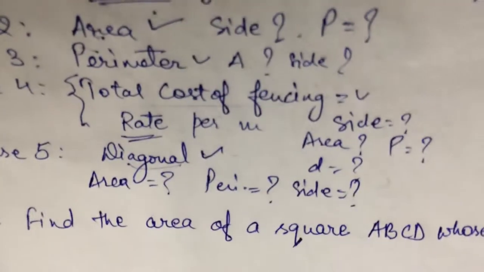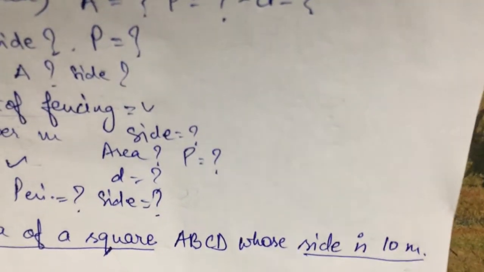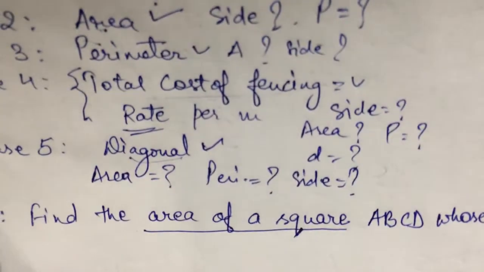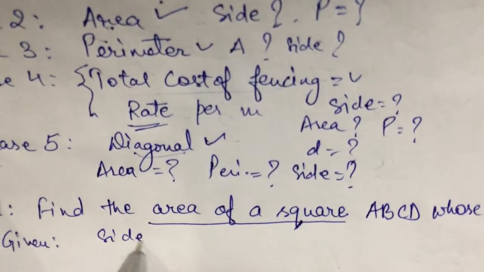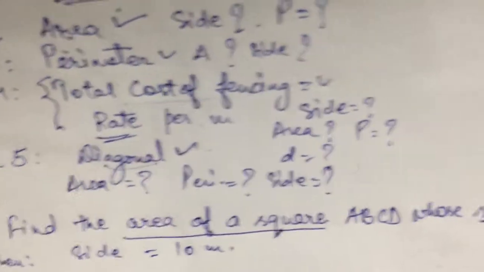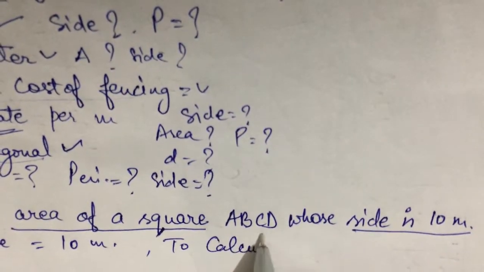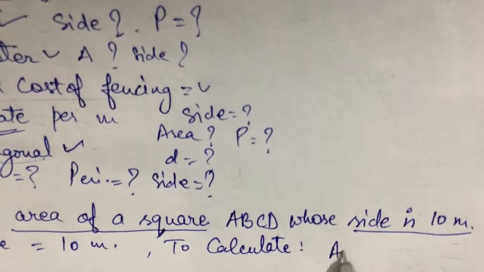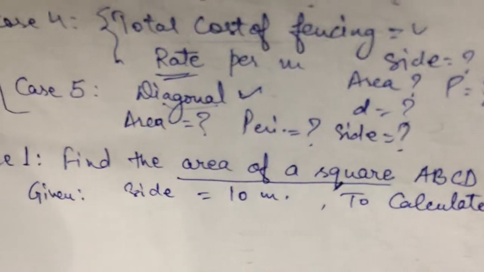Now look, in this particular question you have to calculate the area of a square whose side is given as 10 meter. So you have to write what is given. Given: side, 10 meter. What you have to calculate: area. Now only the area you have to calculate. We know that. So, solution.